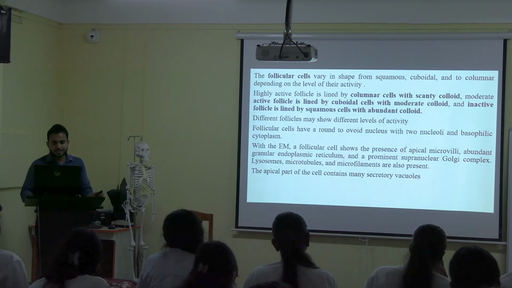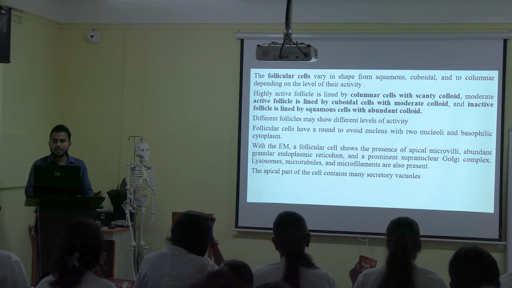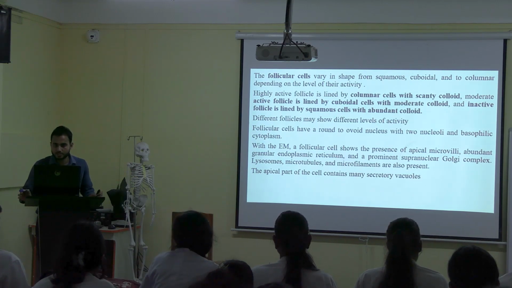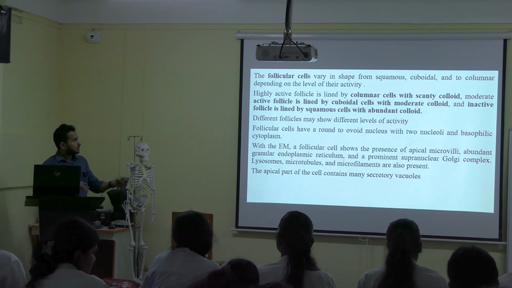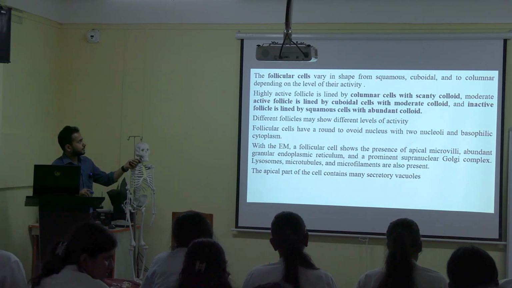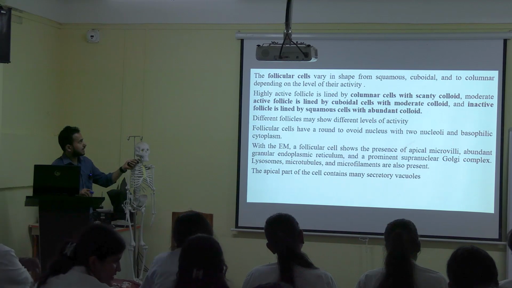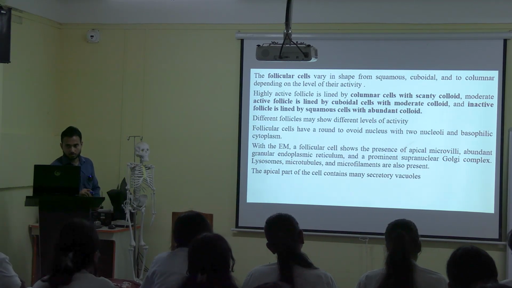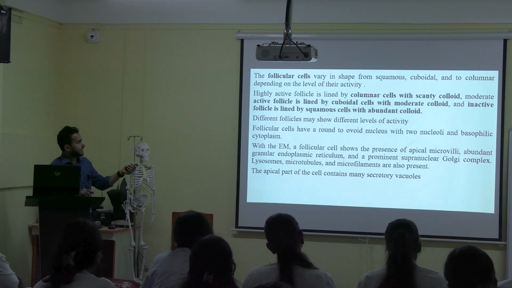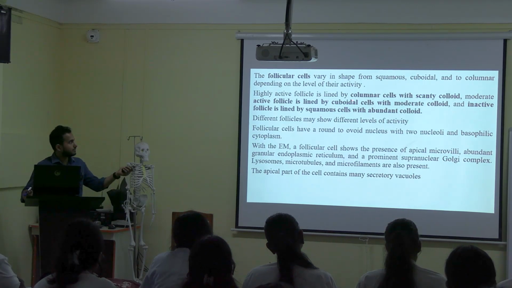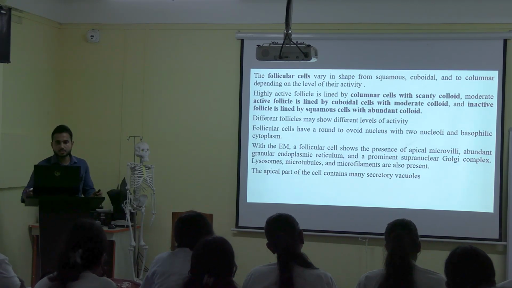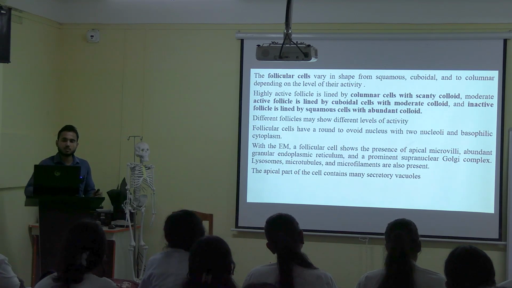Now follicular cells, as I said, the shape of the follicular cells is not the same in all the cases. It differs, okay, depending on the activity of the follicle. Now you can see the follicular cells vary in shape from squamous, cuboidal to columnar, depending on the level of activity of the follicle. Okay, that means a highly active follicle is lined by columnar cells. When the follicle is highly active, that means the secretion is taking place highly, at that time it is columnar with scanty colloid. That means cells will be columnar and the amount of colloid inside the follicle will be less.